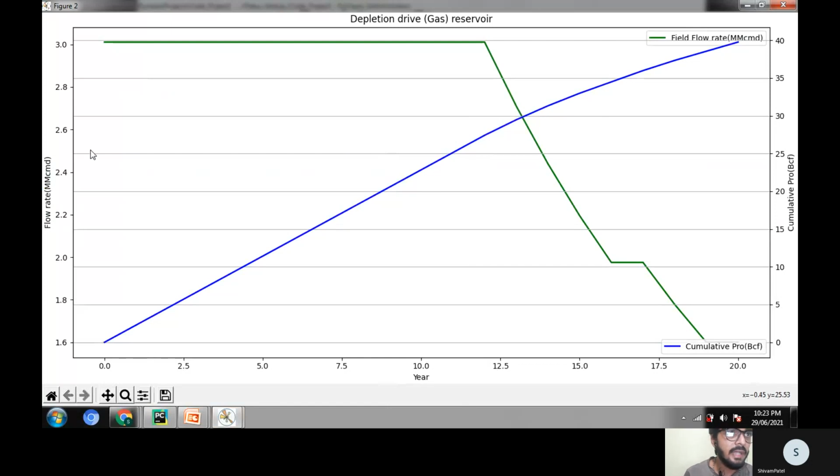Here we can see this green line, which represents the field flow rate in million cubic meter. We can see that for more than 10 years we are able to maintain the constant flow rate, nearly around 3 million cubic meter. Then after 12 years, the flow rate will decrease.